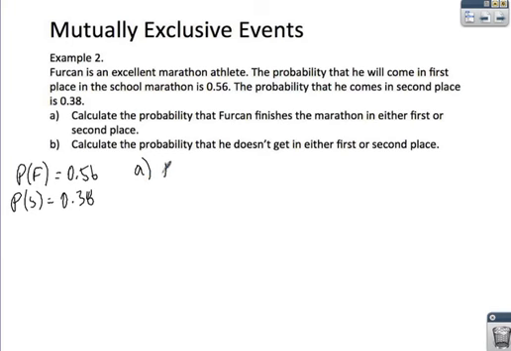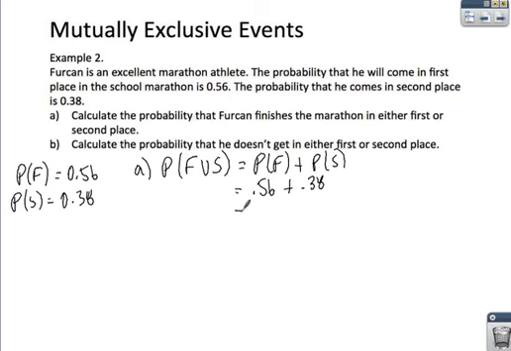And the question using the notation is really asking this. What is the probability of him finishing first or second? And again, this is a perfect case of mutually exclusive events, as he can't finish first and second in a race. So the equation will simply be P(F) plus P(S), which is 0.56 plus 0.38, which would equal 0.94.